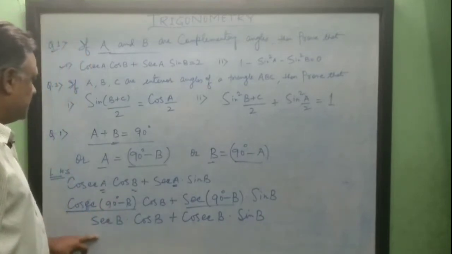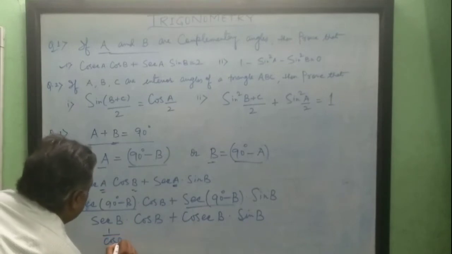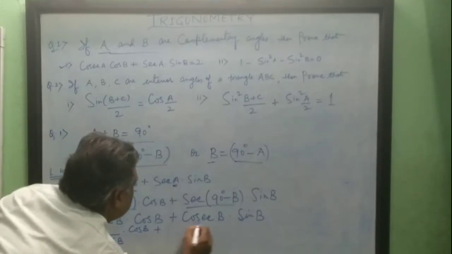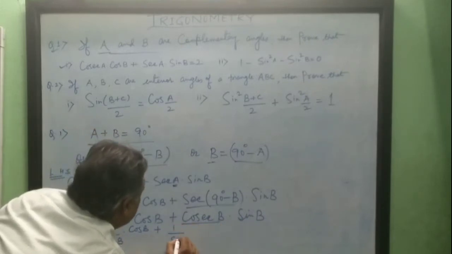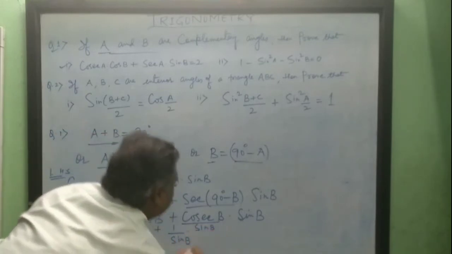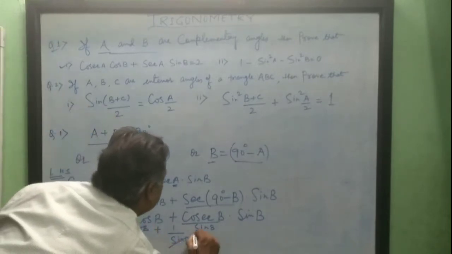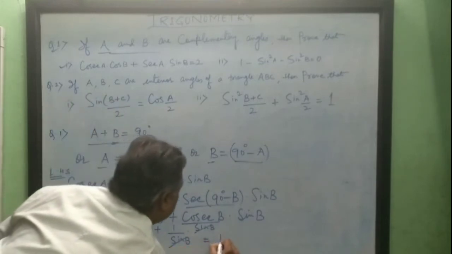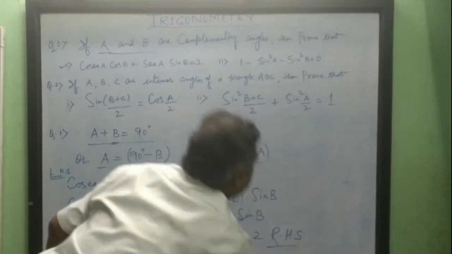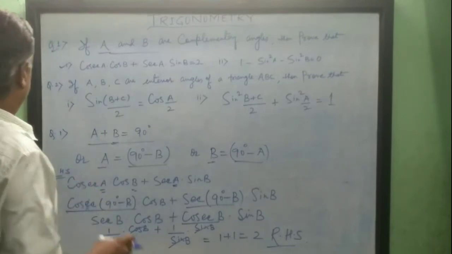Now sec B is 1 by cos B. So this will be 1 by cos B into cos B, plus cosec B is 1 by sin B into sin B. So cos B is cancelled by cos B and sin B with sin B. So here it is 1 plus 1 is equal to 2, which is RHS. So question number 1 is over. Next question.